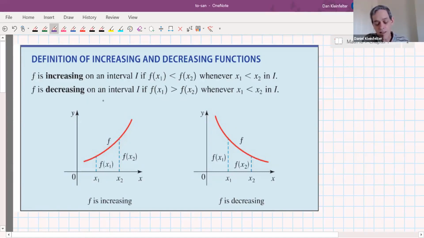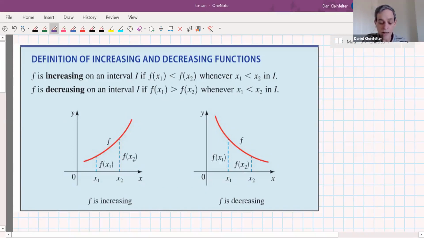f is decreasing if whenever x1 is less than x2 in I, we have f of x1 bigger than f of x2. So if x1 is on the left, then its function value is bigger. If you think about it, that makes sense. For an increasing function, the function value for the left point should be smaller than the one on the right. For a decreasing function, the function value should be bigger than for the point on the right.